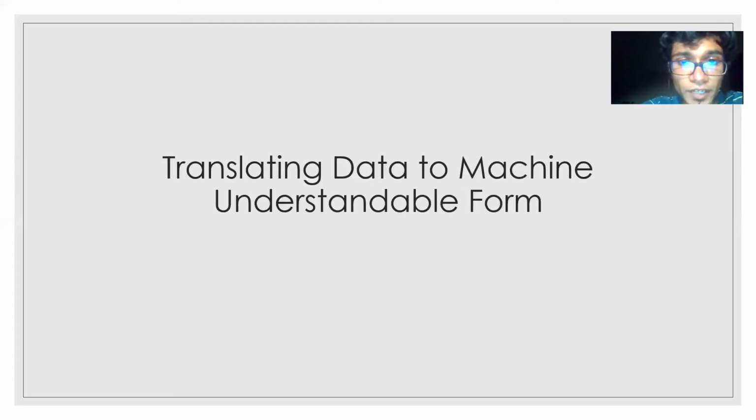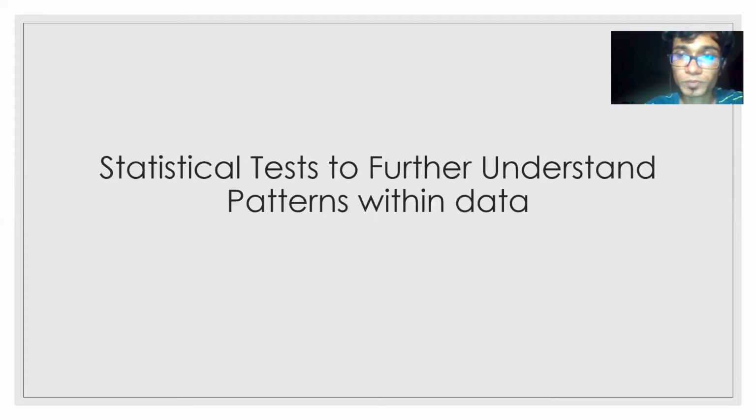Next section is translating data into machine understandable form. For the novice or the uninitiated, machines, these computers, do not understand text data or non-numeric data. So what we do here is try to translate our data from any form, it can be image data or text data, into a machine understandable form. We have various methods available here. We have one-hot encoding, label encoding, or you can even build a custom encoder which translates data according to your own requirements.